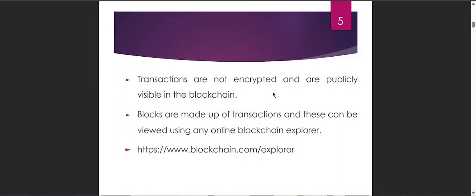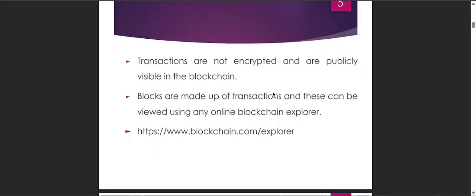Here, as I told earlier, the transactions are not encrypted, and the data is publicly visible in the blockchain. It makes blocks made of transactions, and these can be viewed by an online blockchain explorer. The website is given here. Kindly check it out.